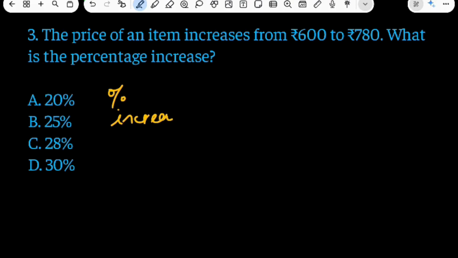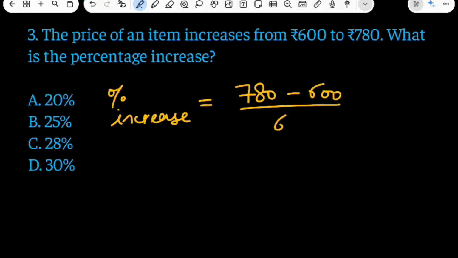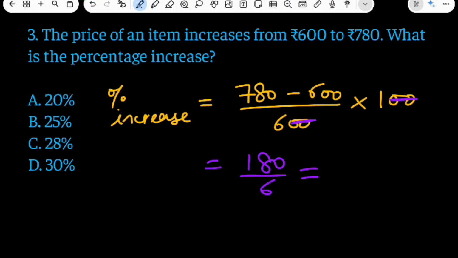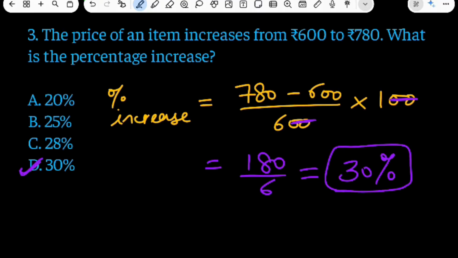Right students, the percentage increase. So we subtract the smaller value from the larger value and divide it by the smaller value, then multiply by 100. We cut the two zeros of 100 with the two zeros of 600. Now solving the equation, we get 180 divided by 6. Simple. Now we know that in the 6th table we get 180 easily at the 30th place. So the percentage increase is 30%. Finding it in the options, option D is the correct output, 30%.